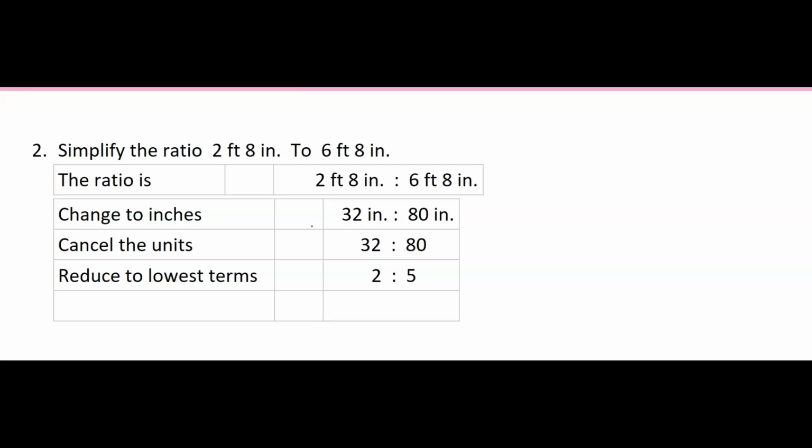And 32 to 80 can be reduced, so we will reduce. Both are divisible by 16. So we'll divide 32 by 16 and 80 by 16, and that reduces to 2 to 5.